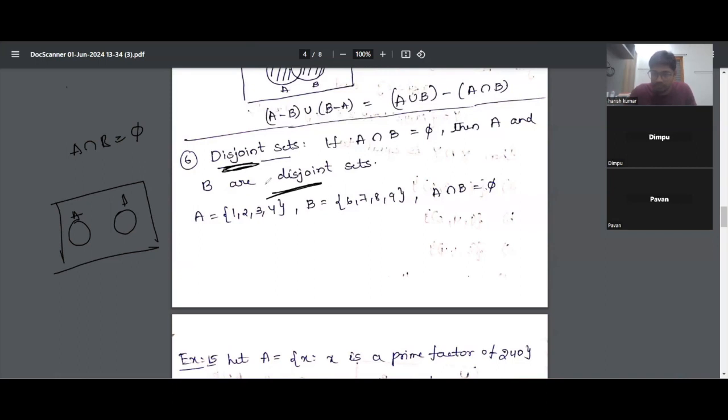Understood? So if you are given two sets and asked whether they are disjoint sets or not, what will you do? You'll simply calculate A intersection B, the intersection of those two sets. And if it comes out to be a null set, then they are disjoint sets.